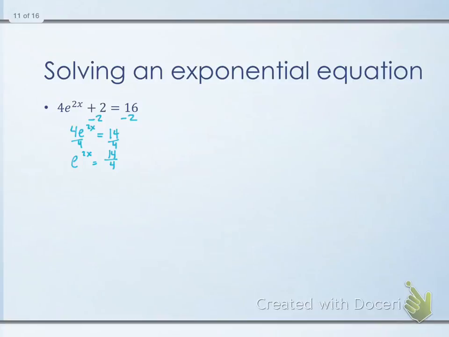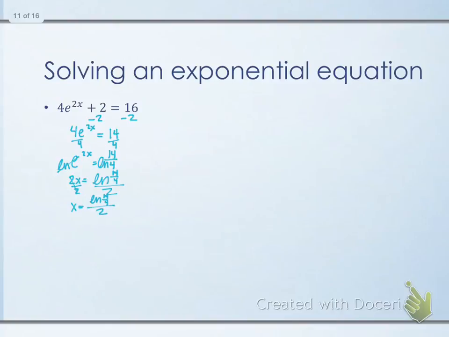Okay. The opposite of exponential is the natural log. So this time I'm taking the natural log of both sides. So it cancels on this side. I got 2x is equal to the natural log of 14 over 4. And then I still need to divide everything by 2. So I'm going to type in the natural log of 14 divided by 4 over 2.